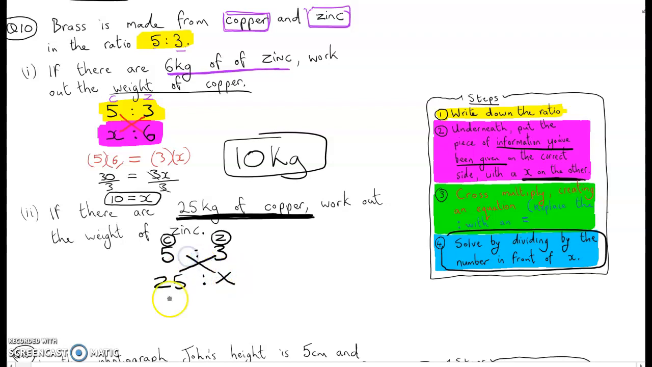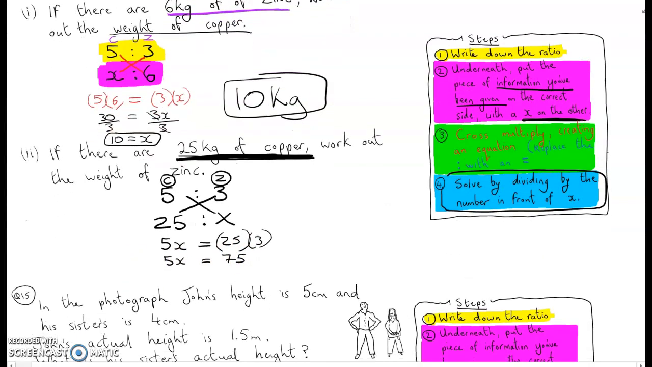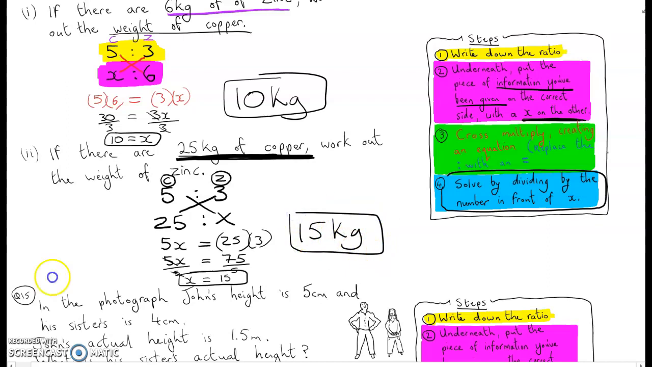Cross multiply. 5 by x, and I replace the colon with an equal sign. 25 by 3, which means 5x is equal to 75. Divide both sides by that number that's in front of x. It means x is equal to 15. So how many kilograms of zinc? 15 kilograms of zinc were needed. Okay, see the way it's the same system every time?